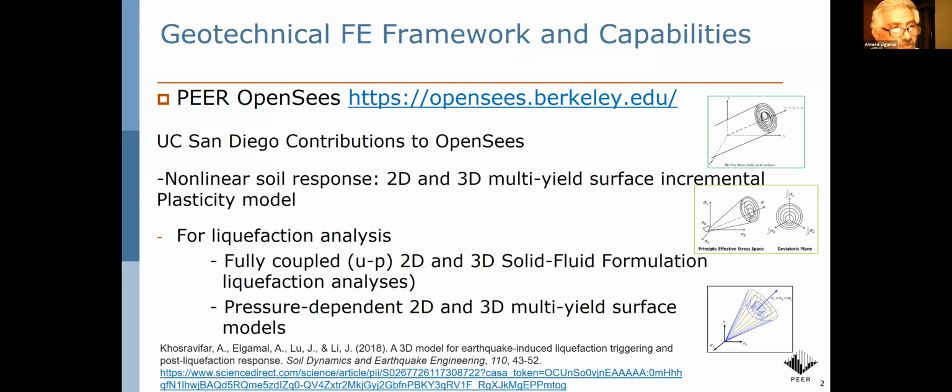So you might know that most of my contributions in this area have been made available in the PEER code OpenSees in the form of soil models for nonlinear incremental plasticity response in 3D and 2D, and in the form of models built specifically for liquefaction, these so-called pressure-dependent models, and in the form of a coupled finite element formulation, a version of the u-p formulation, so that finite elements can study problems in liquefaction and do fully coupled buildup of pore pressure and change in the soil properties all the way to liquefaction and post-liquefaction.